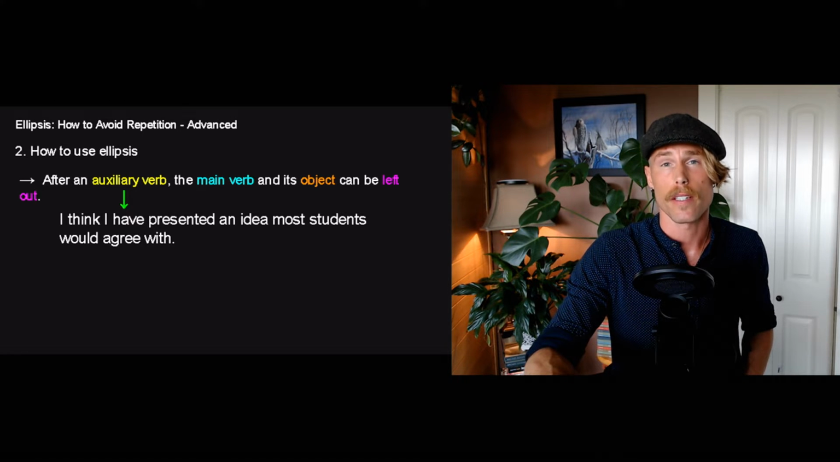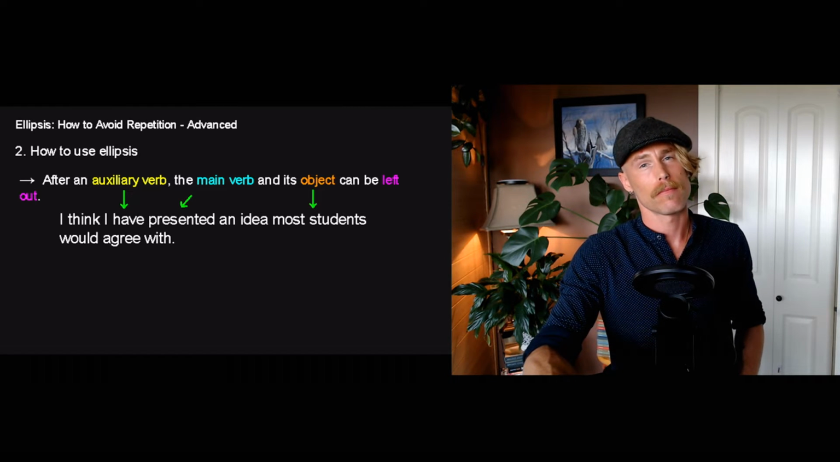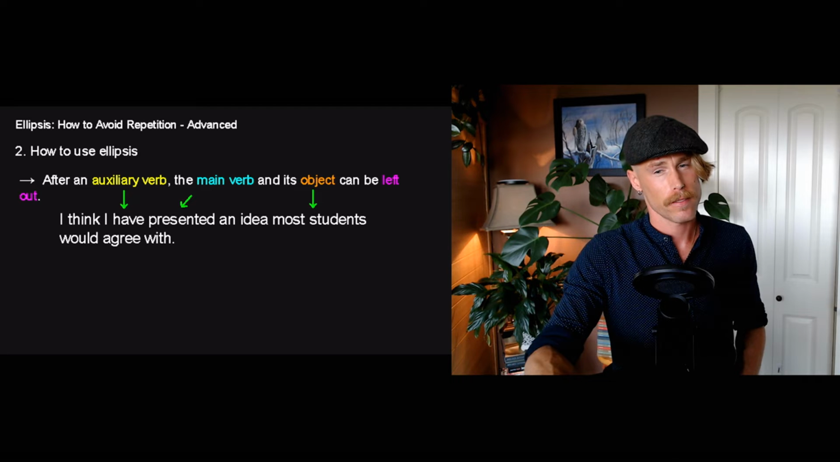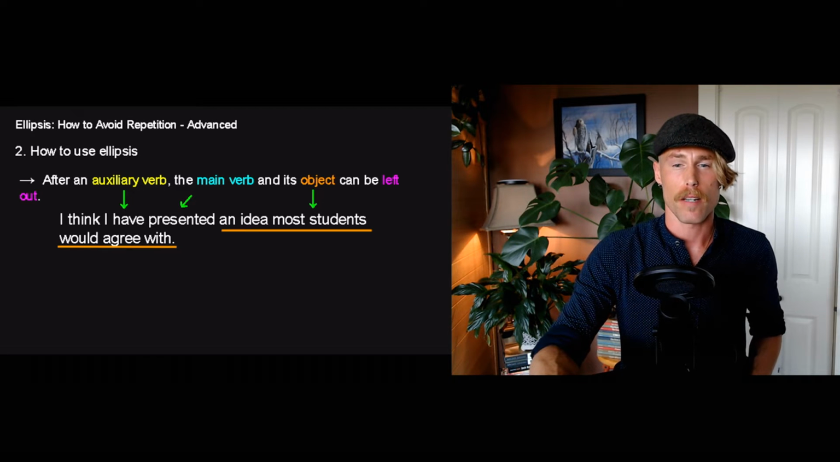Well, first let's look at the auxiliary verb, which is have. The main verb is presented. The object is, I'll let you answer that in your mind, or you can speak to your screen. That's okay too, but no one's going to answer. What do you think the object is? All right, drum roll, please. If you said an idea most students would agree with, you are correct. Congratulations. All right.